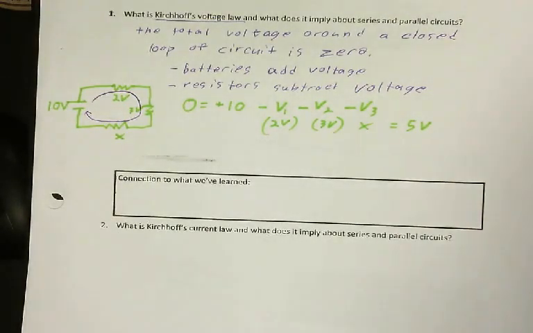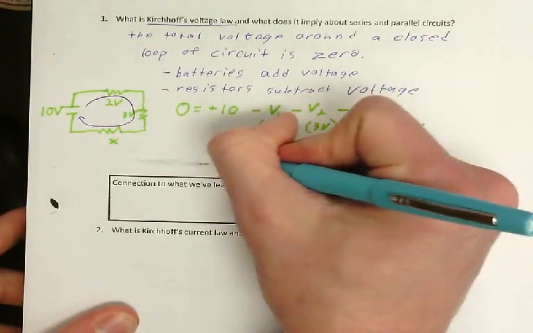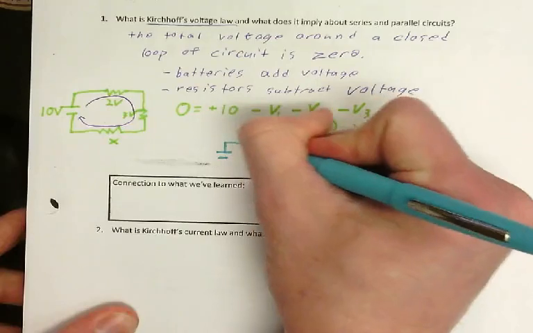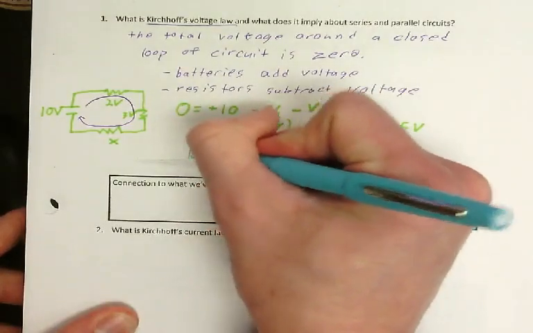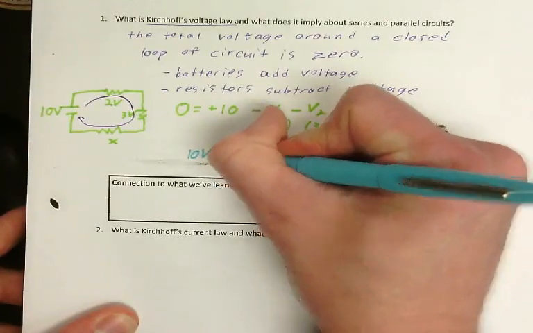Now, I want to show you something interesting. Okay, I think it's interesting. You might not think it's interesting. What if I had the same circuit, but I did it in parallel instead? So 10 volts. But now it's parallel to each of these resistors.